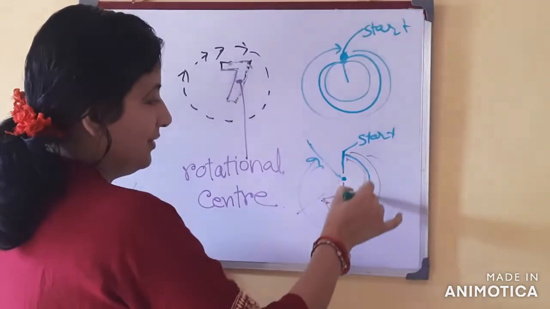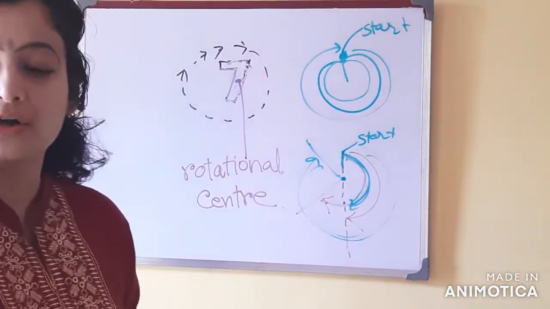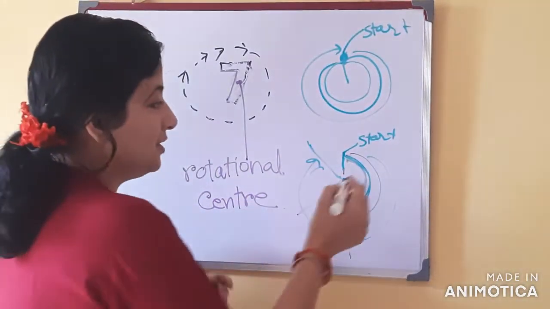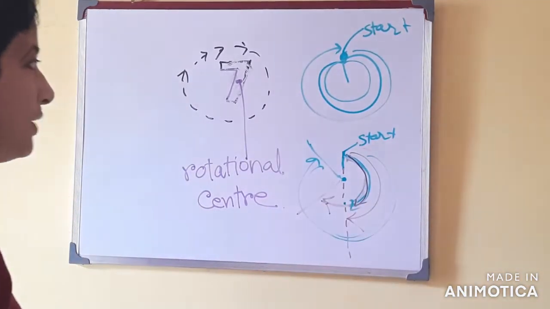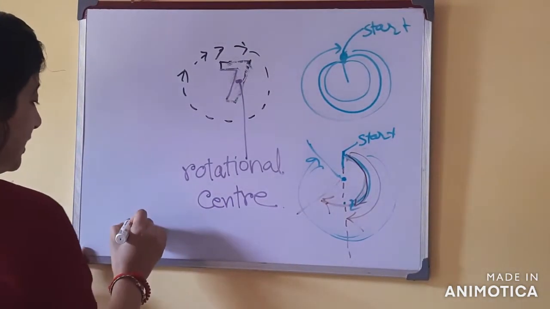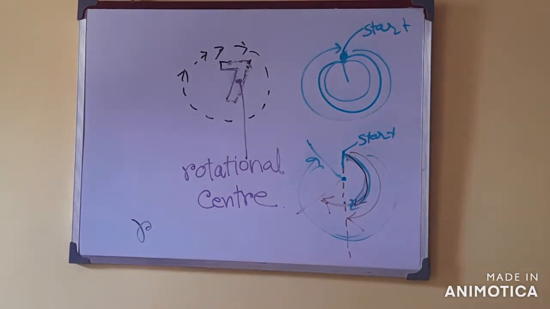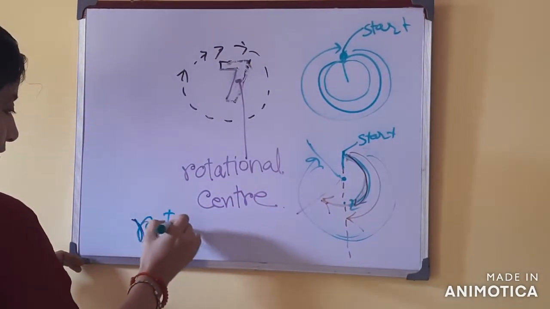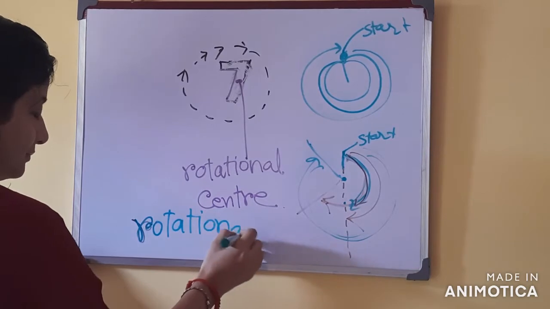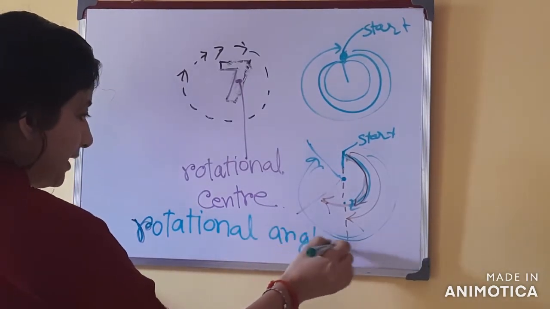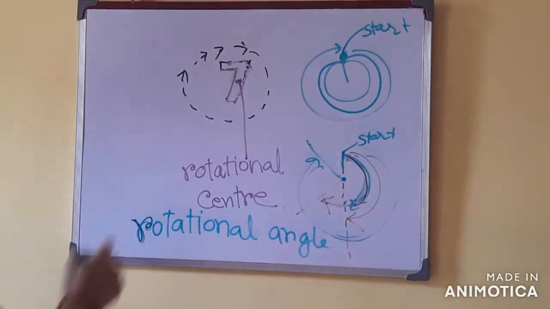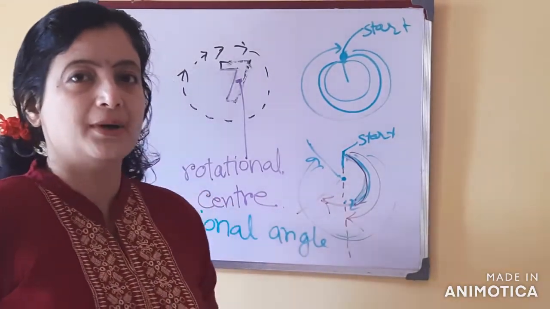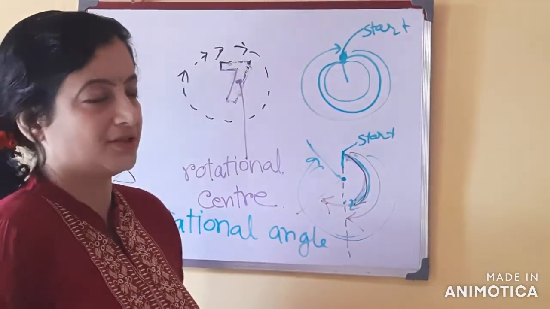And this angle, which we are getting for a partial turn of the object, is known as the rotational angle. So this is our rotational angle. This is our rotational center, and now we will discuss the order of the rotational symmetry.